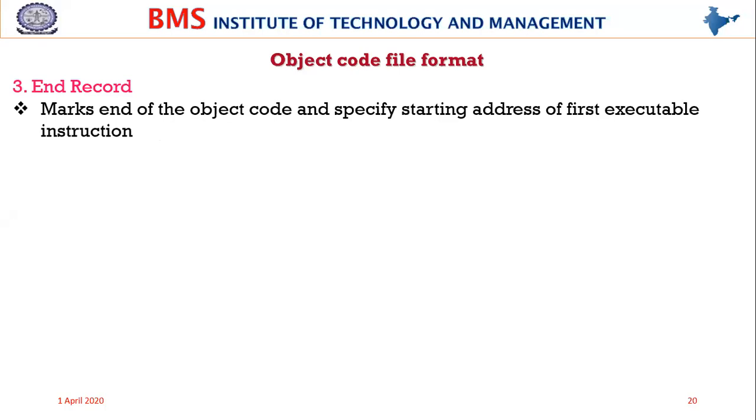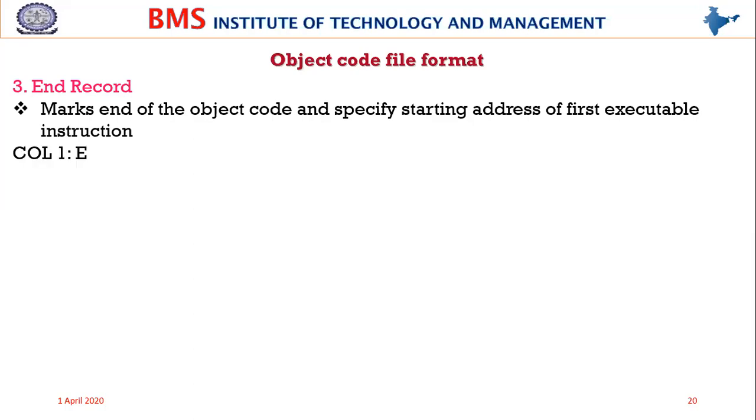Header record, text record. The last one is the end record, which specifies the end of the object code. And one more piece of information it gives is the starting address of the first executable statement, leaving all the assembler directives and declarative statements. In our program, if you look at it, LDX0 is going to be the first executable statement. And usually when we are writing the text record, the first object code in the text record will be the first executable statement in the majority of cases.